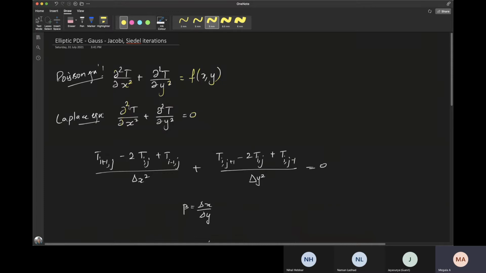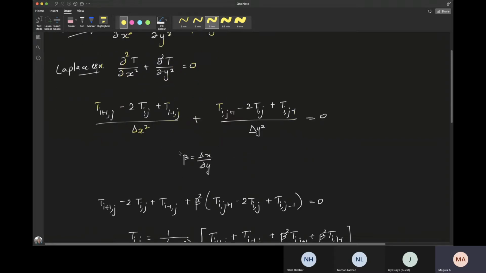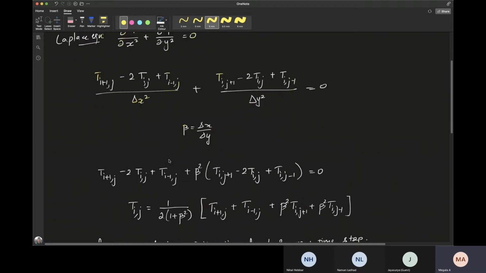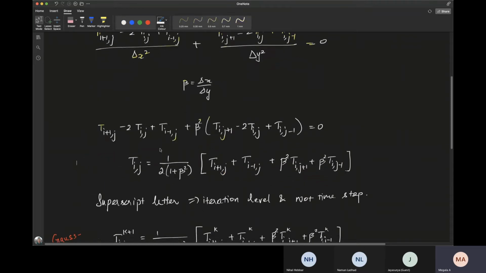So I'm doing central differencing for each of these differential operators. Both of them are second order accurate, both the central differencing are second order accurate in delta x and delta y. So this is the approximation of our Laplace equation. Now here let's take beta as delta x by delta y. Then we get an expression something like this. This expression gets modified as such an expression.